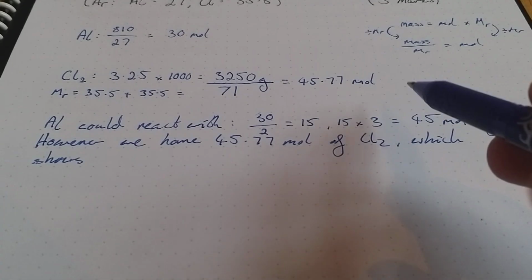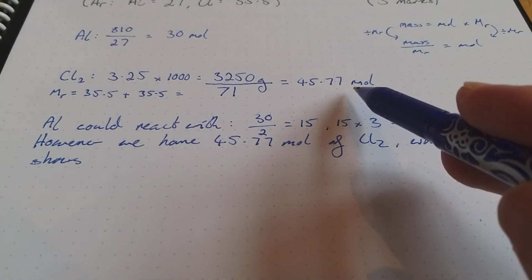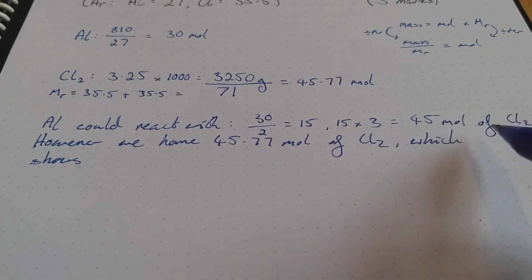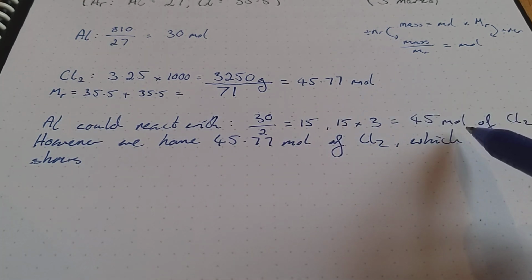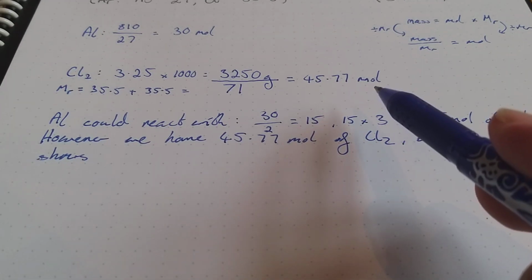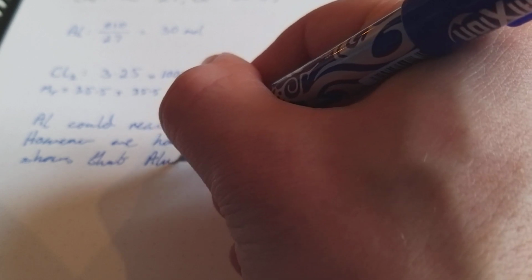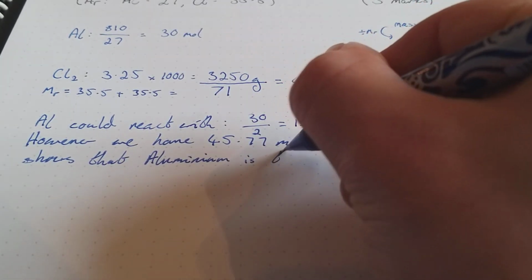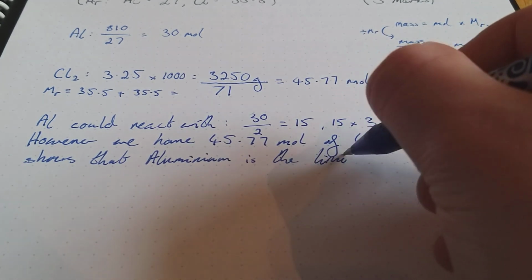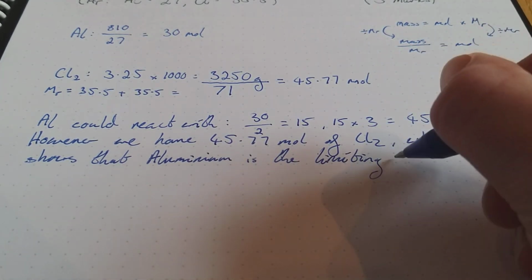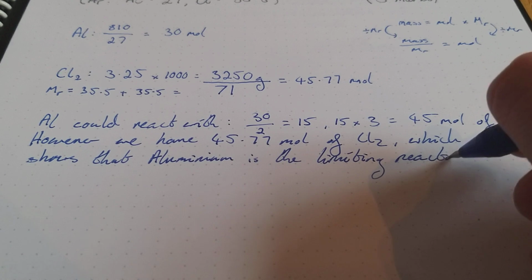so we've got more than enough chlorine compared to what we need. The aluminium could only react with a maximum of 45 moles. So that tells us, because we've got more than enough chlorine, that it's in excess. So this shows that aluminium is the limiting reactant.